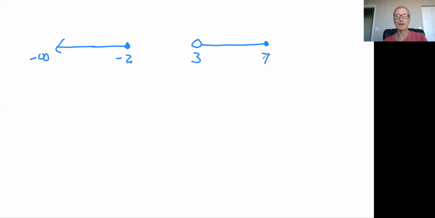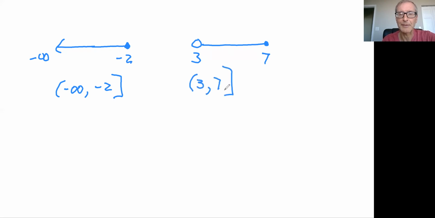Well, the way to do it is to do each part, and then we need to combine it together. So this part here is -infinity to -2, and we'd have a bracket because the -2 is included. And then we have this side: parentheses 3, and then 7 is a bracket because 7 is included.